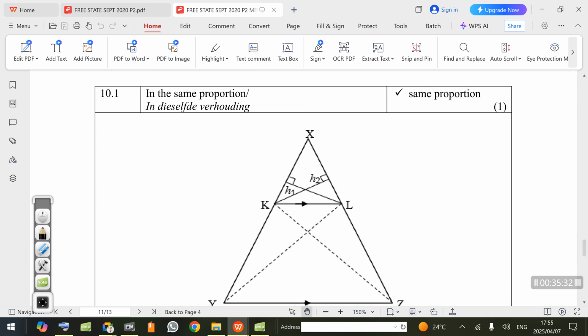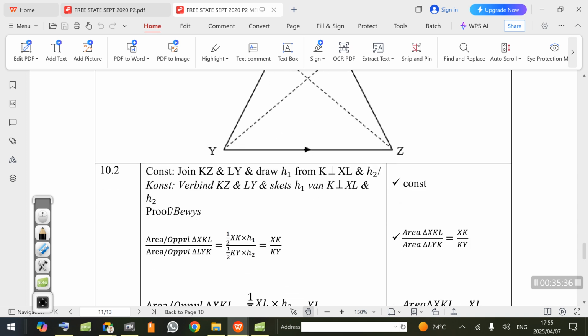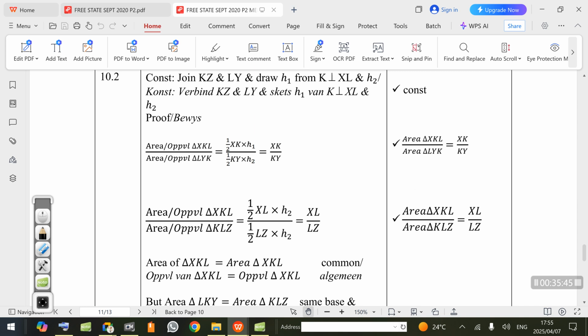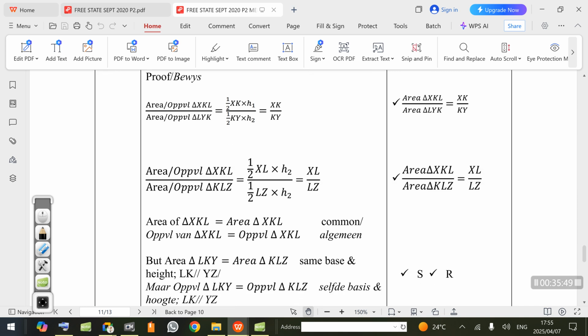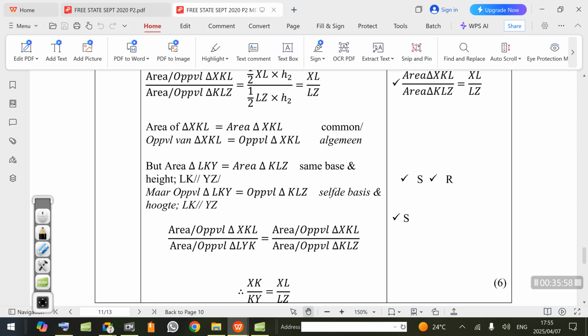Can you see the construction? Exact same thing. Can you see? Join, and so on. How many marks do you get? 1 mark. Your left hand side, 1 mark. Your right hand side, 1 mark. All right. Your area of triangle XKL, the top. Is that fine? Now, area of your statement and your reason.